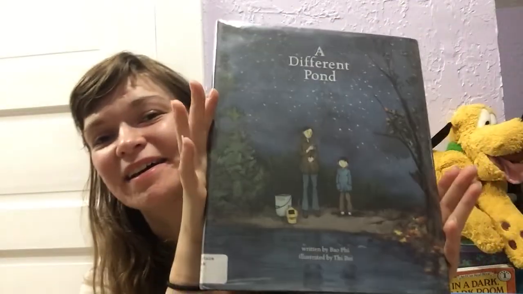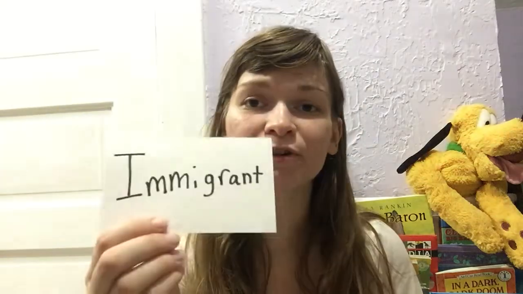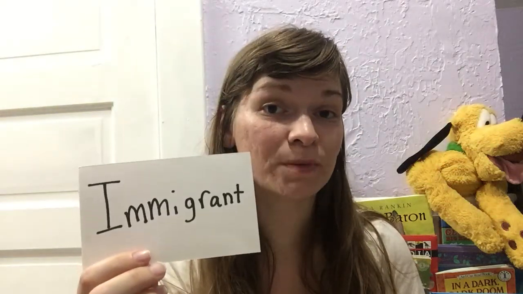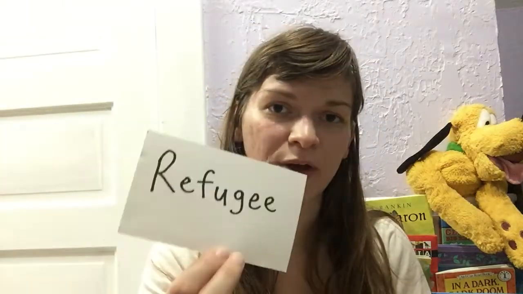Well, hey halflings, thank you so much for joining me for story time today to read A Different Pond. And just talk about what it means to be an immigrant, meaning you move from a different country outside of the United States to here in the United States. Or to be a refugee, which means you go to a different country during a time when it's not safe to live in your hometown, in your country.